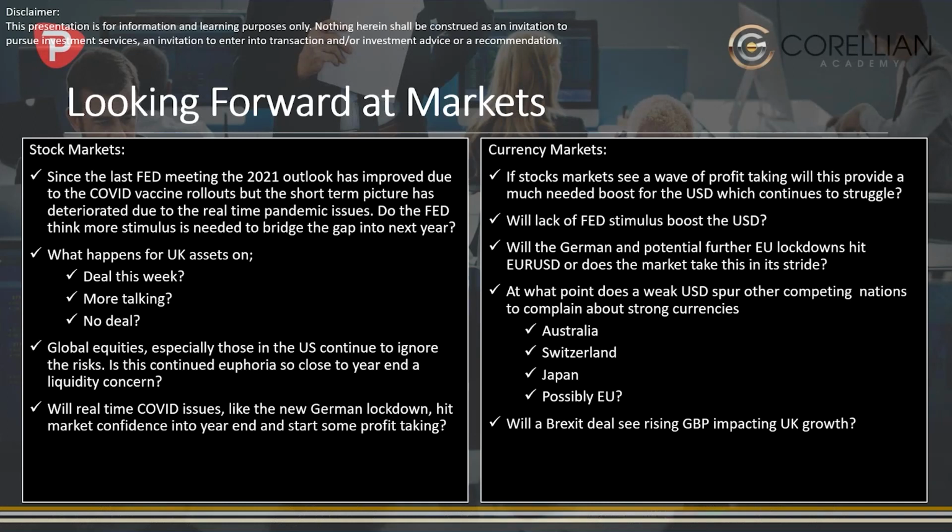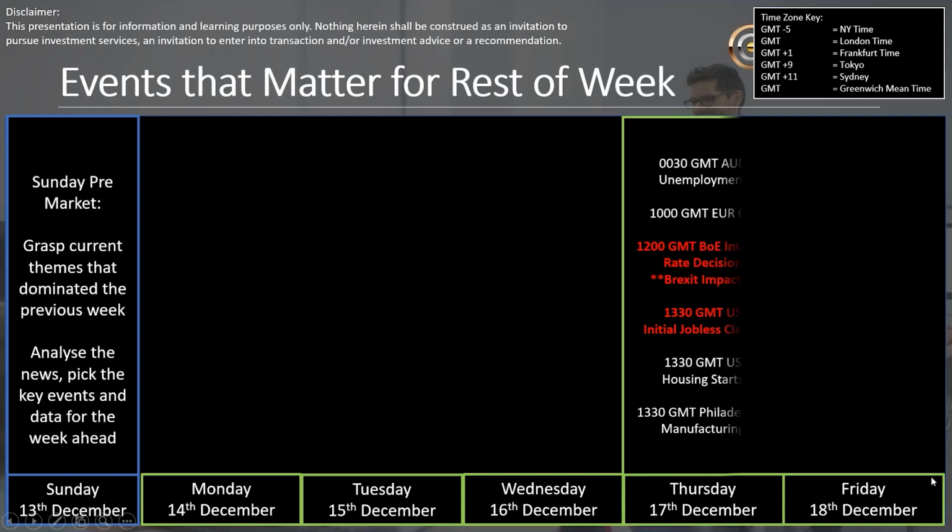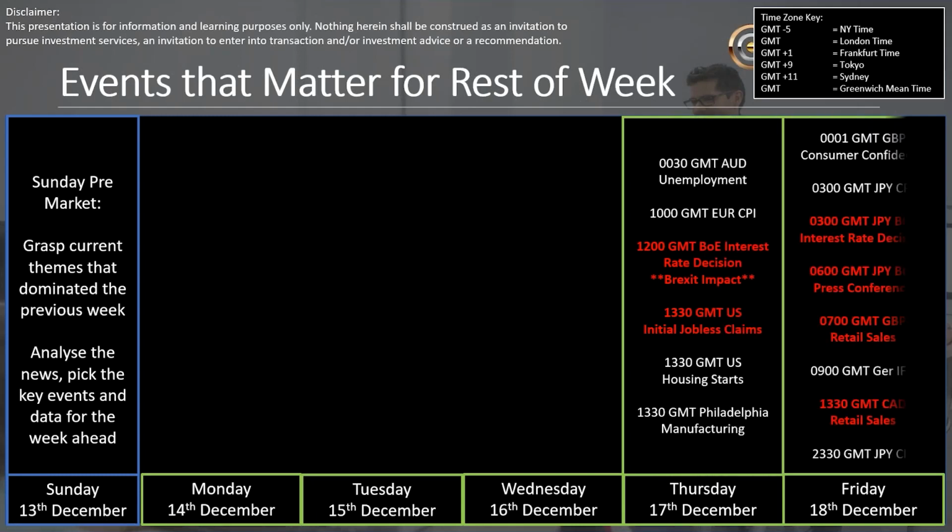And basically, the interesting thing about the recovery in sterling is, if we do get a deal and sterling keeps going higher for a substantial period of time, there is a danger that actually impacts UK growth, which isn't great. So you've got to be careful what you wish for. But sterling should do relatively well in the short term if we get a deal. If we don't, oh well, look out.